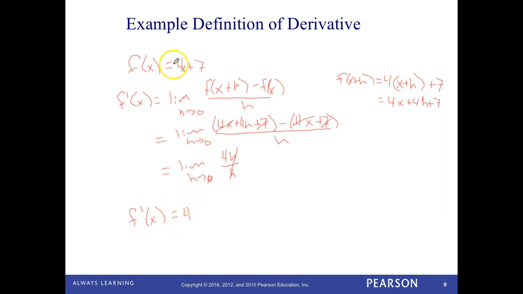Now, if we think about algebra, that should make sense. Our original function was just a line. No matter where we are on that line, the slope is equal to 4. So let's try another example here.